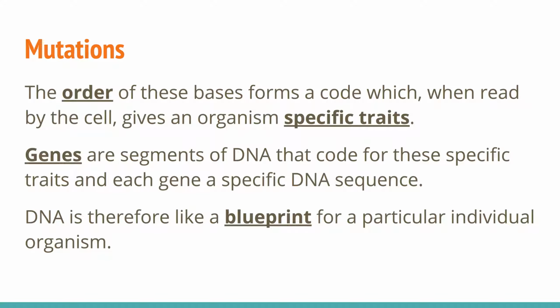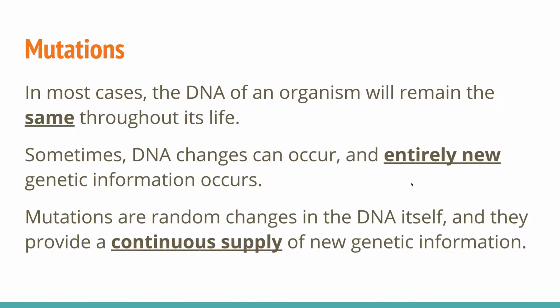DNA is therefore like a blueprint for a particular individual of an organism. So along the DNA, it has a gene for eye color, a gene for hair color, a gene for male or female. Some of it has more to do with the chromosomes, but also the way the genes are put together. Again, the DNA is our blueprint, how we're all set up. In most cases, the DNA of an organism will remain the same throughout its life. Sometimes DNA changes can occur and entirely new genetic information appears.